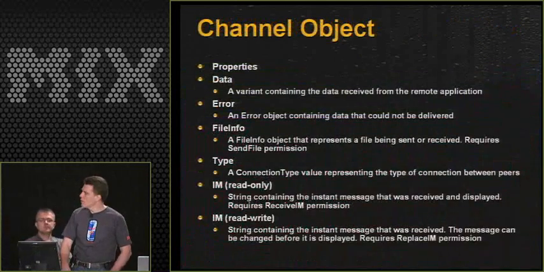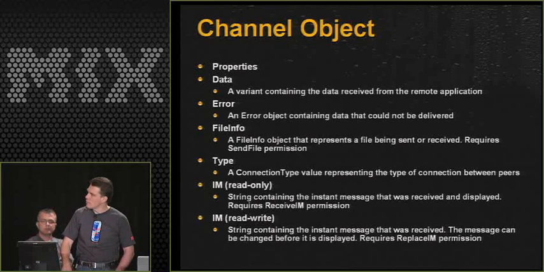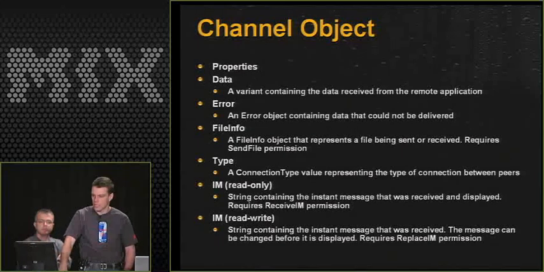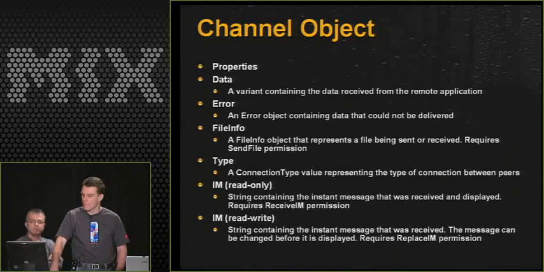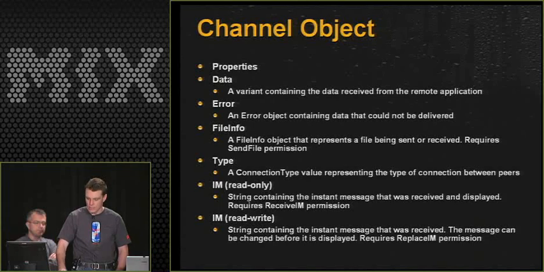So the channel object, I won't go into too much detail because I'm going to go in the demo here and show you a lot more. But essentially, there are different properties that are off the channel object, the data that's being passed through, if there's any errors, the type, that is direct or indirect, whether I'm receiving read-only or read-write IM messages, and you can actually set those settings to determine how you want to interact with the activity application.